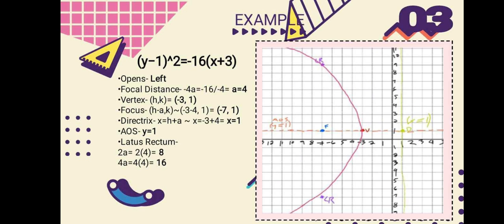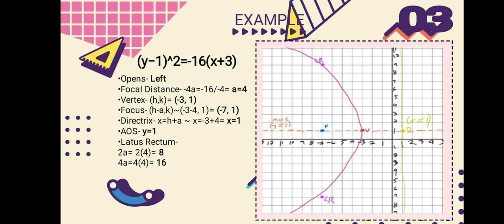The focus is a point on the inside of the parabola that is equidistant from all points on the parabola, which is located at negative 7 and 1. Directrix. The directrix is a line outside the parabola, also equidistant from the points on the parabola, a vertical line with the equation x equals 1. The directrix is highlighted in dark yellow.